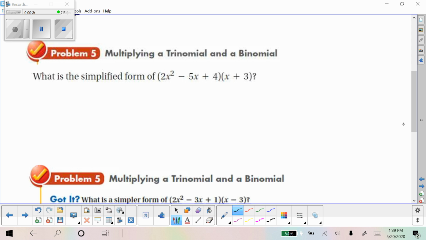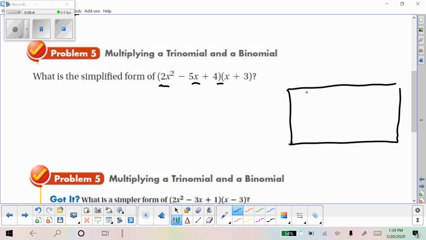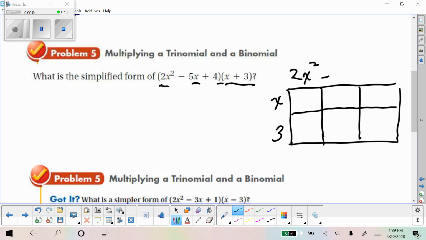But here we're multiplying a trinomial and a binomial. Now this is where the table really comes in handy. You can make the table any size you want. You need 3 terms here, so let's just make 3 columns, and then you need 2 rows because this is a binomial here. So I'm going to put the x and the 3 there, and then the 2x squared minus 5x plus 4.